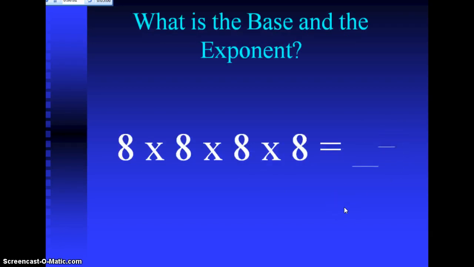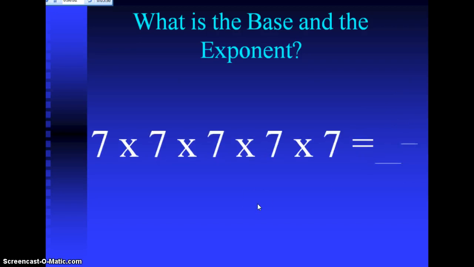Let's try another. What is this base and the exponent? Hopefully for the base, you thought of the star of the show. What's the most important piece of this number sentence? 8. Then you're thinking, how many times did this base number appear? 4. Biggest number, 1, 2, 3, 4 times gives us the exponent 4.